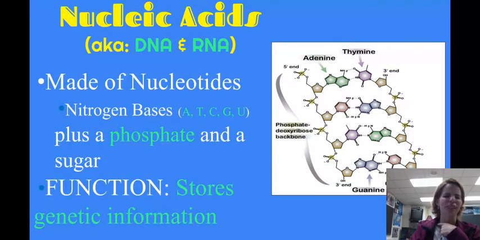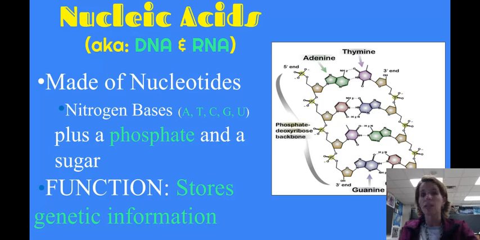I'm just going to go over nucleic acids quickly. We've talked about DNA before, deoxyribonucleic acid, and RNA, ribonucleic acid. They are a type of organic molecule. We need to just refresh our memory on them. Nucleic acids are made of nucleotides. Nucleotides include nitrogen bases, A, T, C, G, or U, plus a phosphate and a sugar, and I'll review that on the next page. Their function, you need to learn to recognize them, and I think most of you recognize them, but their function is to store genetic information. Lipids stored energy. These guys store genetic information.